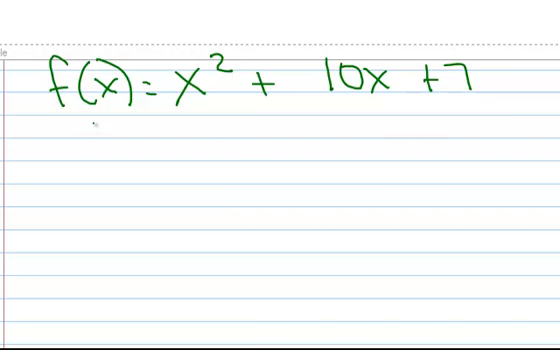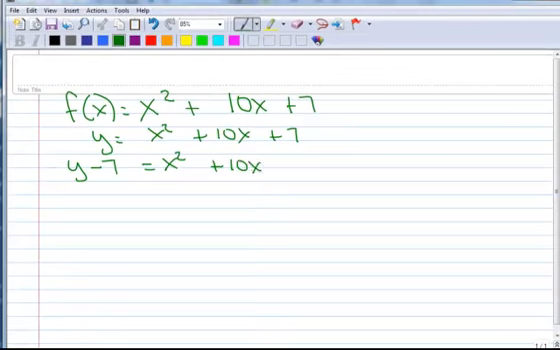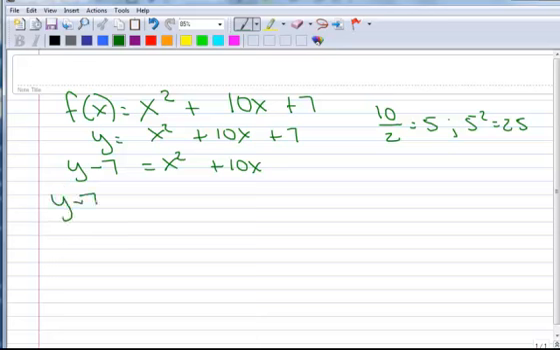So step 1, y equals x squared plus 10x plus 7. I'm going to subtract 7 from both sides. So I get y minus 7 equals x squared plus 10x. I'm taking the coefficient of x, which is 10, divide that by 2, I get 5. I take the 5 and I square it, and I get 25. Now I'm going to add that to both sides.